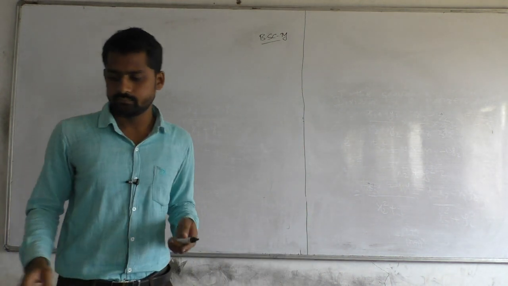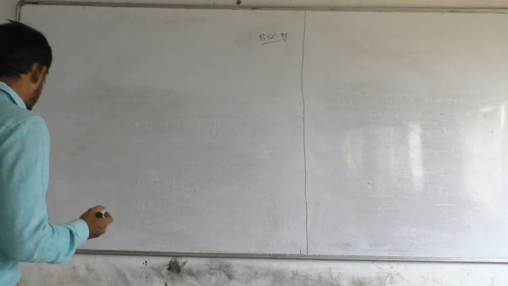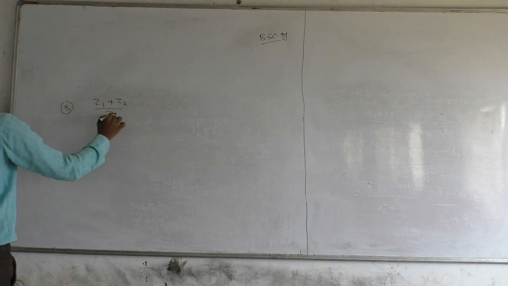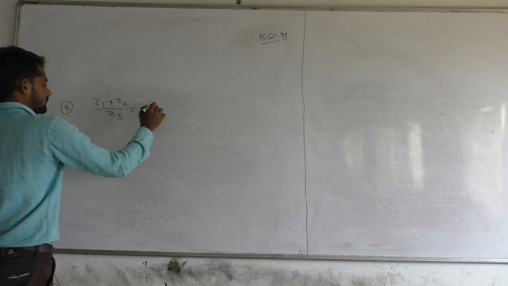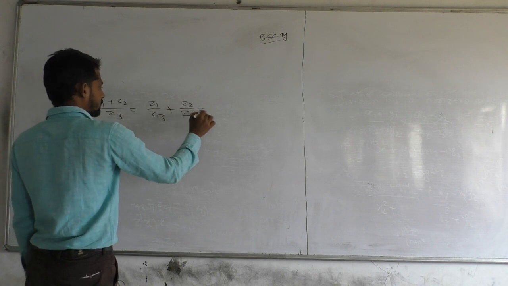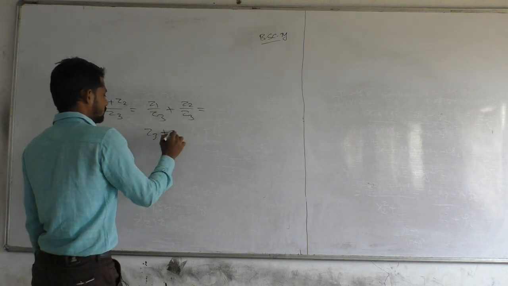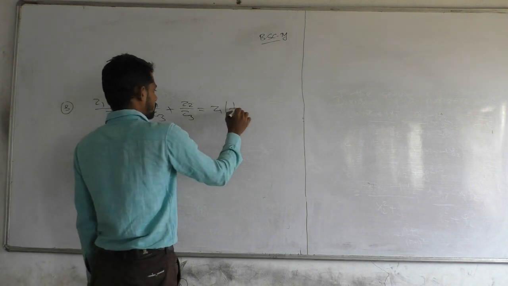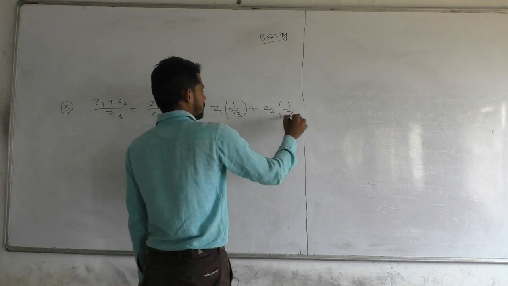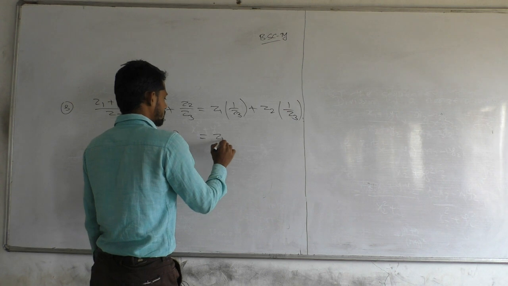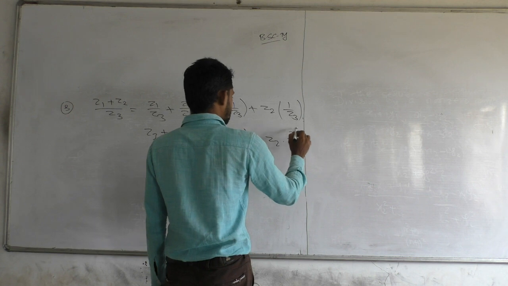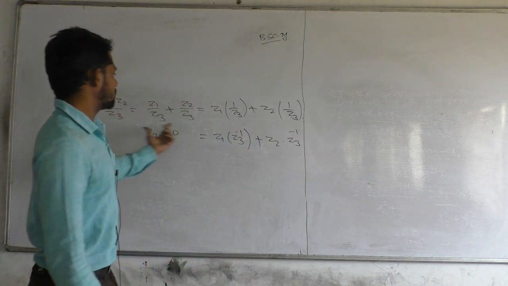Now the third property, (Z1 plus Z2) divided by Z3 can be written as Z1 divided by Z3 plus Z2 divided by Z3, where Z3 is not equal to 0. It can also be written as Z1 times 1 by Z3 plus Z2 times 1 by Z3. It can also be written as Z1 into Z3 inverse plus Z2 into Z3 inverse. So these are the same.